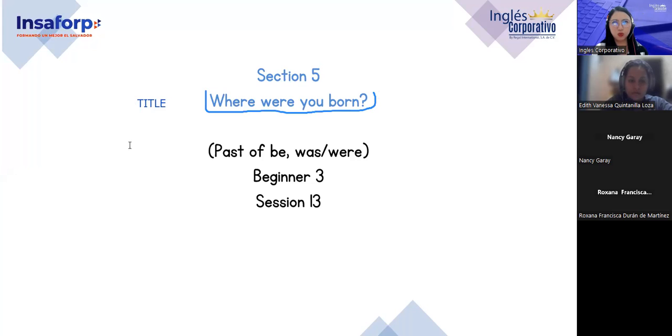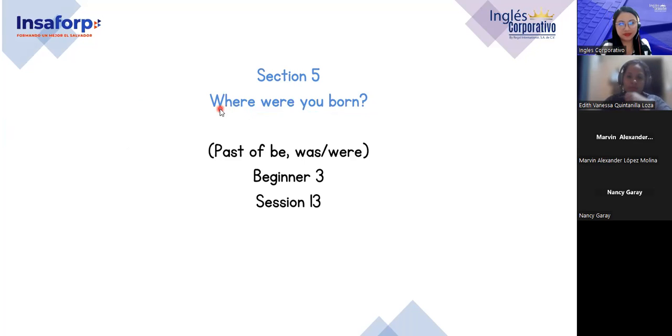Si les pregunto, class, where were you born? ¿Qué tipo de respuesta obtengo? ¿Cuándo naciste? Okay. ¿Dónde naciste? Ah, ok. Muy bien. ¿Será cuándo o cómo? Porque puede ser similar la pregunta. Miren, esta WH word, ¿dónde? ¿Qué responderían ustedes? Where were you born? ¿Me darían información de país? ¿O información de, tal vez, el municipio donde nacieron? ¿Qué responderían?